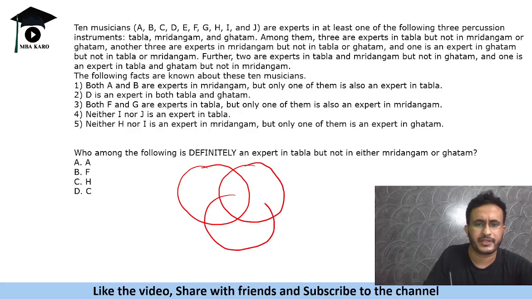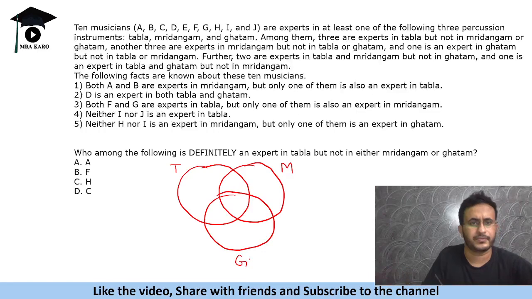Okay, so let's make a Venn diagram showing these people. So one is tabla, mridangam, and ghatam. Now we are given that three are experts in tabla but not in any other thing. So we will have three people in this region. Another three are experts in mridangam but not in tabla or ghatam. So we will have three more people here. So six people done. One is expert in ghatam but not in tabla or mridangam. So there will be one person who is expert in only ghatam.